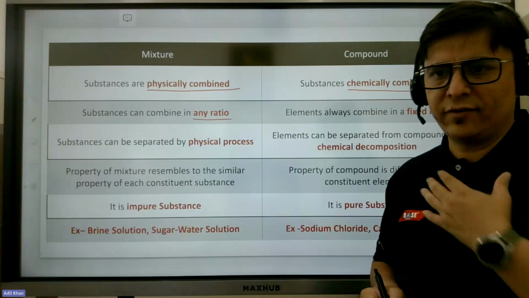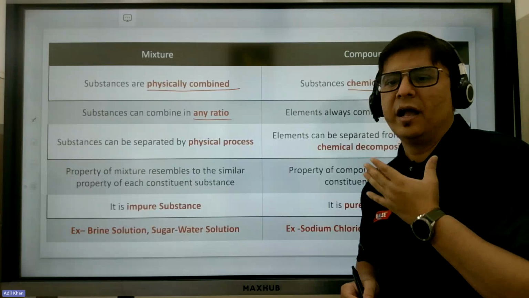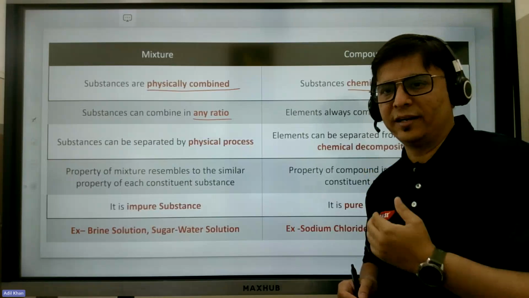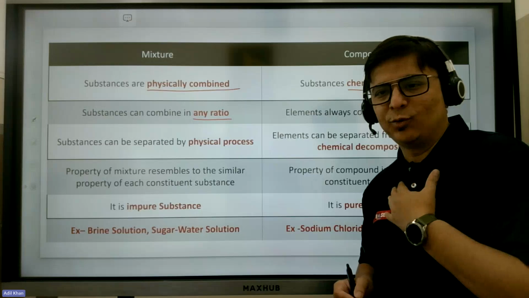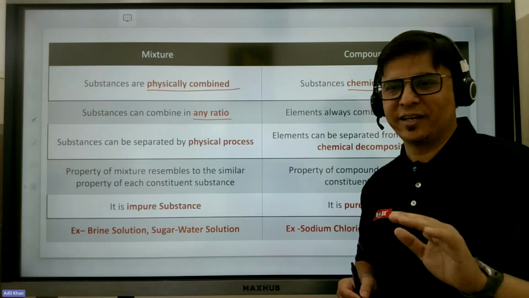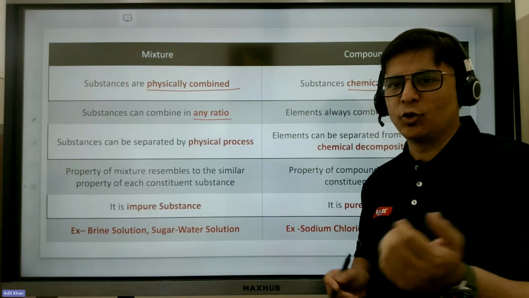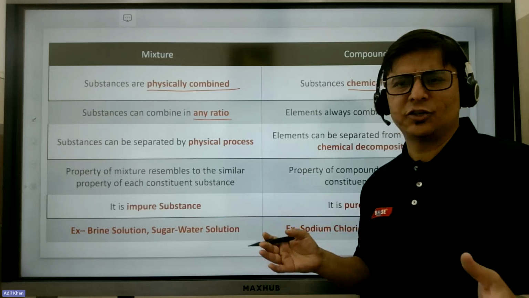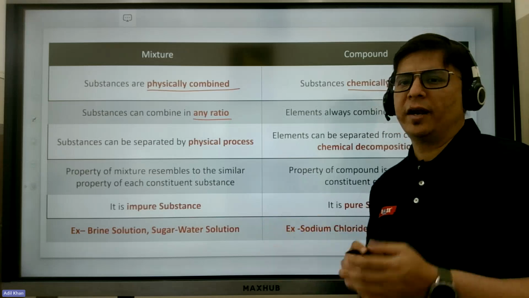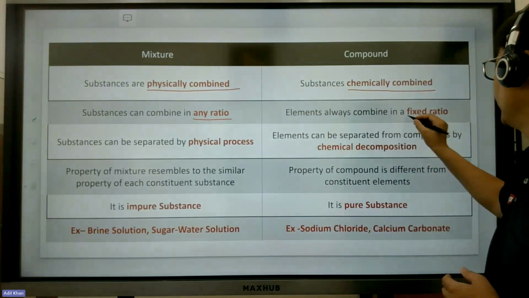I gave you an example, that if I prepare a fruit platter and I love kiwi and my friend is there, I don't want him to consume the kiwi. I will remove all the kiwi and give him the fruit platter. So you can take any ratio for a mixture. Whereas in a compound, they always combine in a fixed ratio.